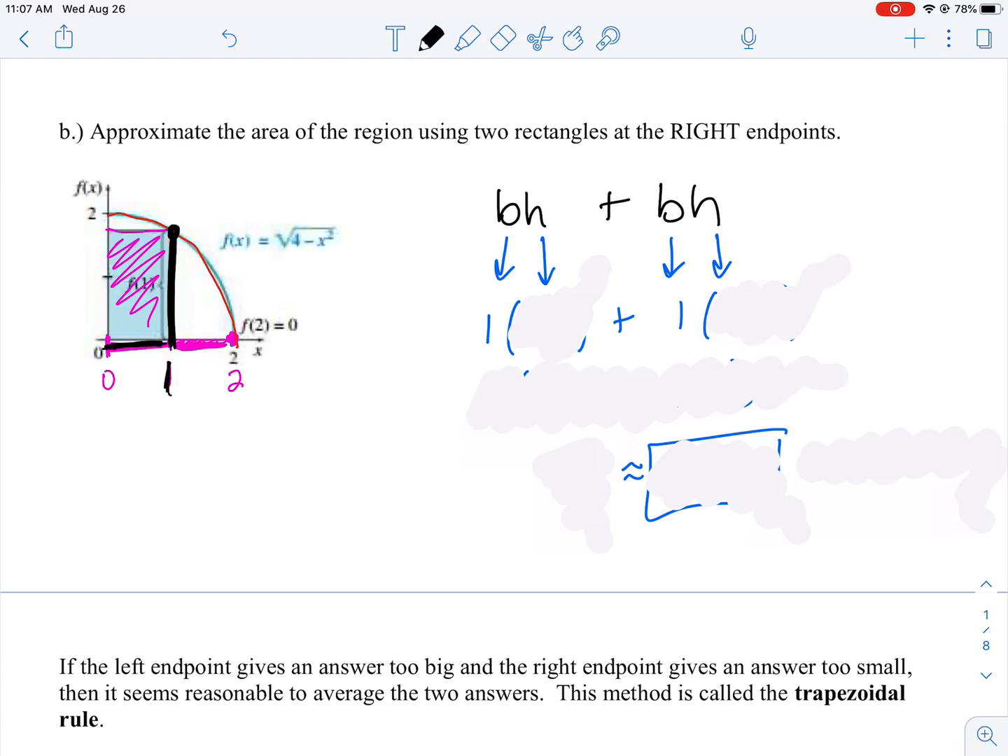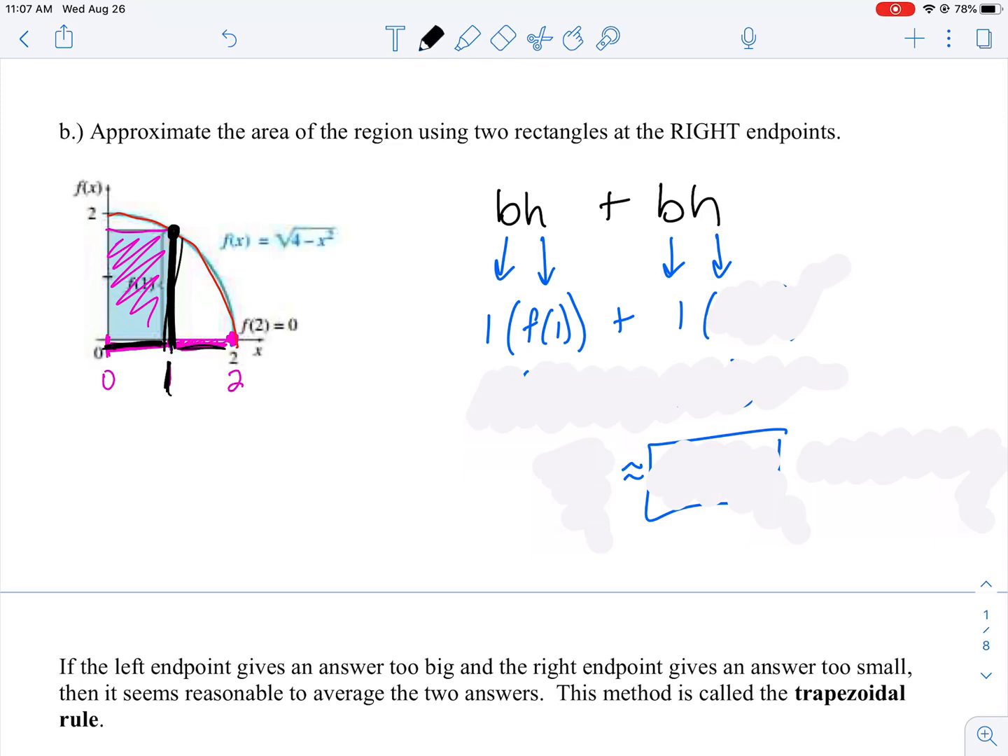Well, when x is 1, I can find the y value to find the height of my first rectangle. So f of 1 would be the height of my first rectangle. What x value will help us find the height of my second rectangle?